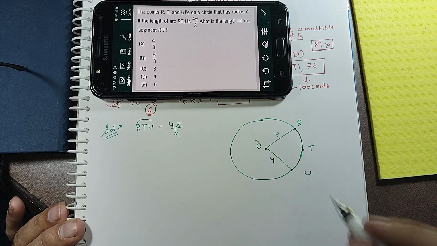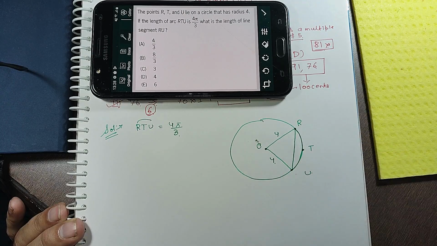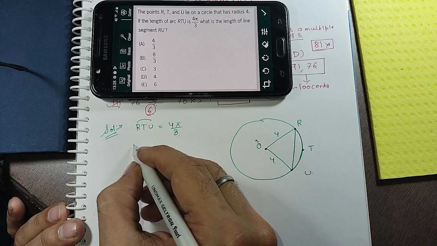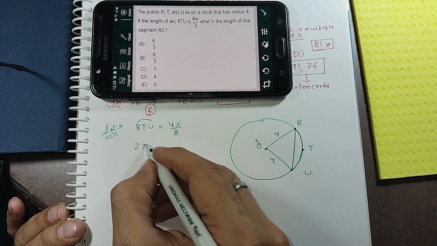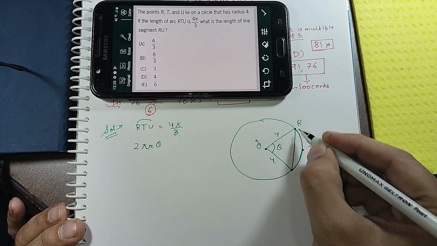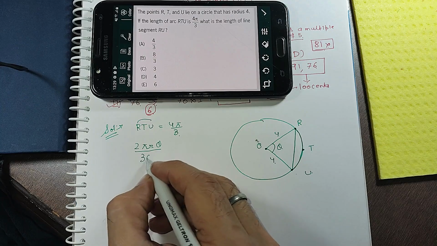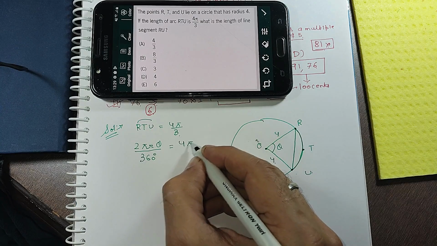What is the length of the segment RU? So you need to find this length, segment RU length. Now, we know that length of the arc of a circle is given by the formula 2 pi r theta, where theta is the angle which it makes at the center, this arc RU, divided by 360. This has been given to us equal to 4 pi upon 3, right?